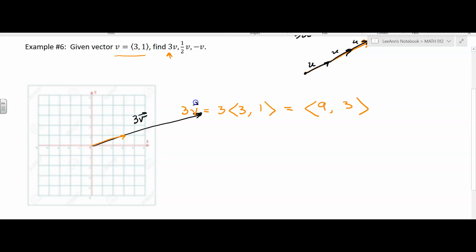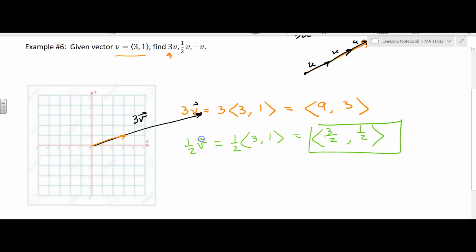Okay? All right. Now, what if you wanted to find 1/2 v? Well, the fact that it's a fraction, that's not going to be too exciting here. You're just going to take and multiply those by 1/2. So you're going to get 3/2 and 1/2. Okay? So this would be the vector 1/2 v. And then what would it look like? Well, you would only go out 1 1/2 and then up 1/2. So the vector's just kind of little there. It's like the orange vector was cut in half.